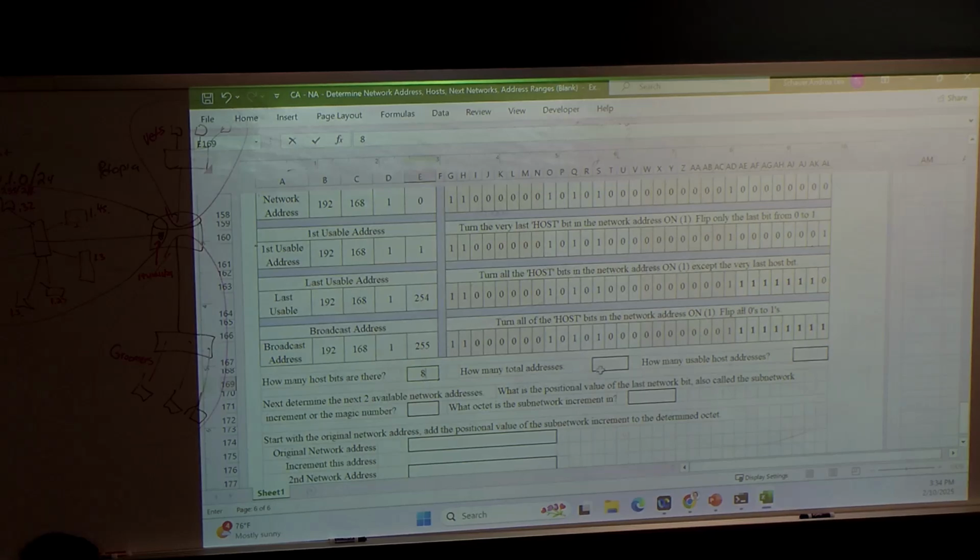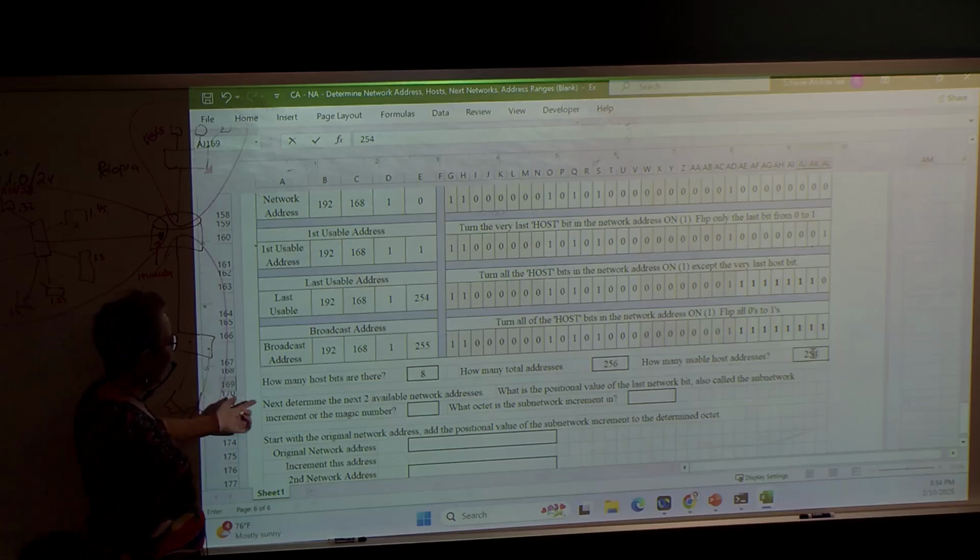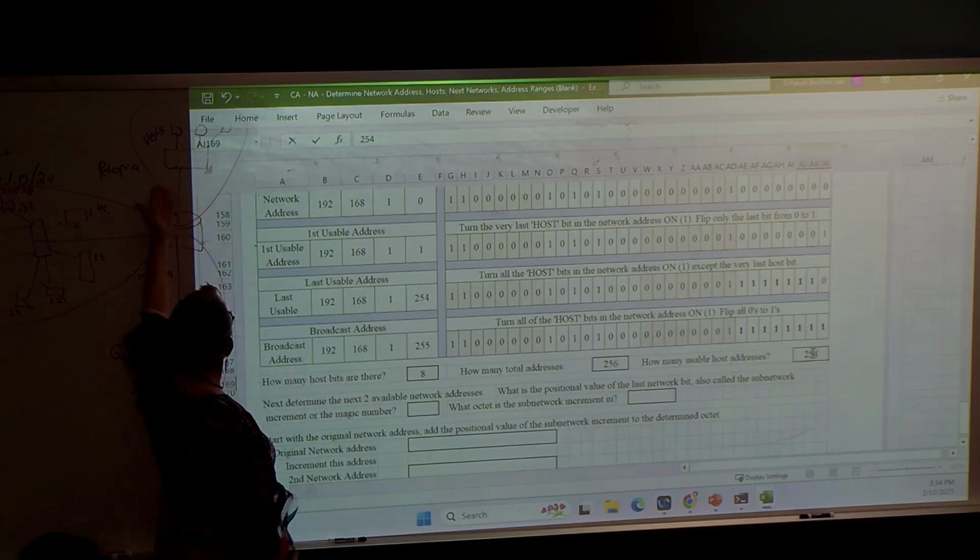Now, if I have a /24, how many total addresses can I have? 256 total. So that includes my network, my broadcast, and everything in between. How many usable hosts? 254. I subtract 1 for the network, 1 for the broadcast. Okay. Now we want to figure out the next 2 networks.